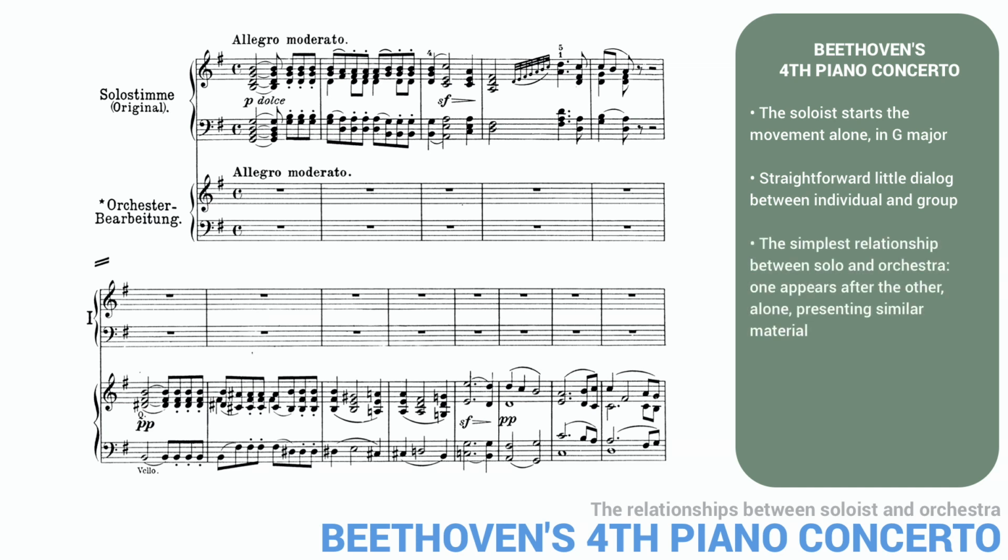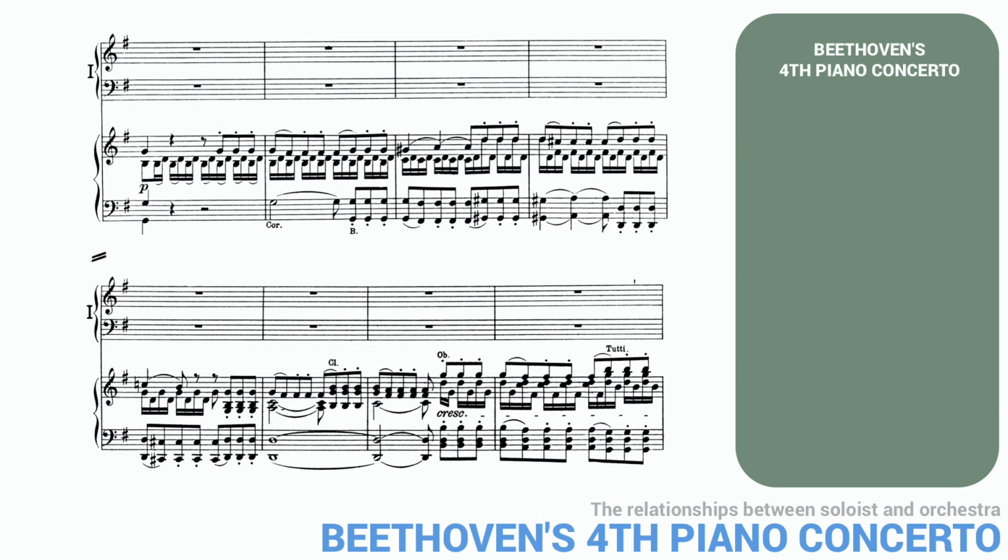This is the simplest relationship between solo and orchestra. One appears after the other, alone, presenting similar material. Next, the orchestra presents the theme again, back in G major, in a more imitative texture. Now things proceed rather as in a typical Mozart concerto, exposing more material in the orchestra alone.